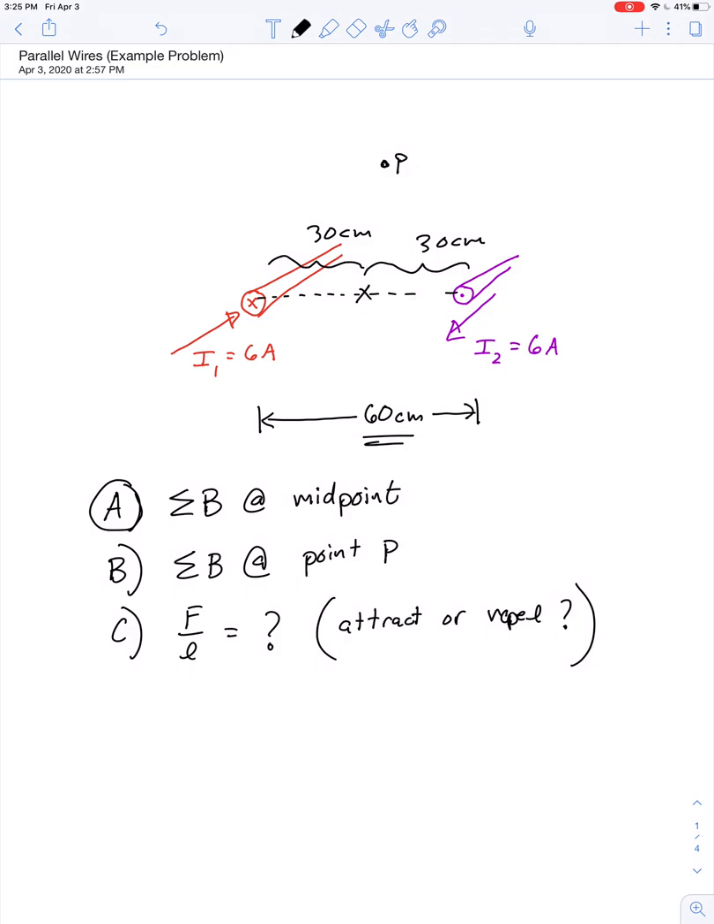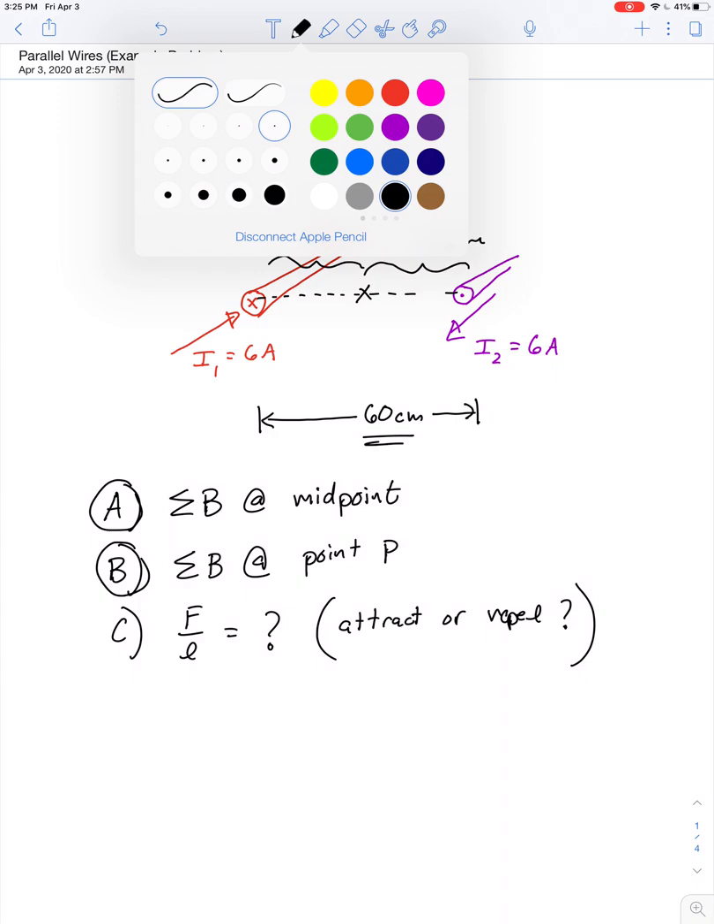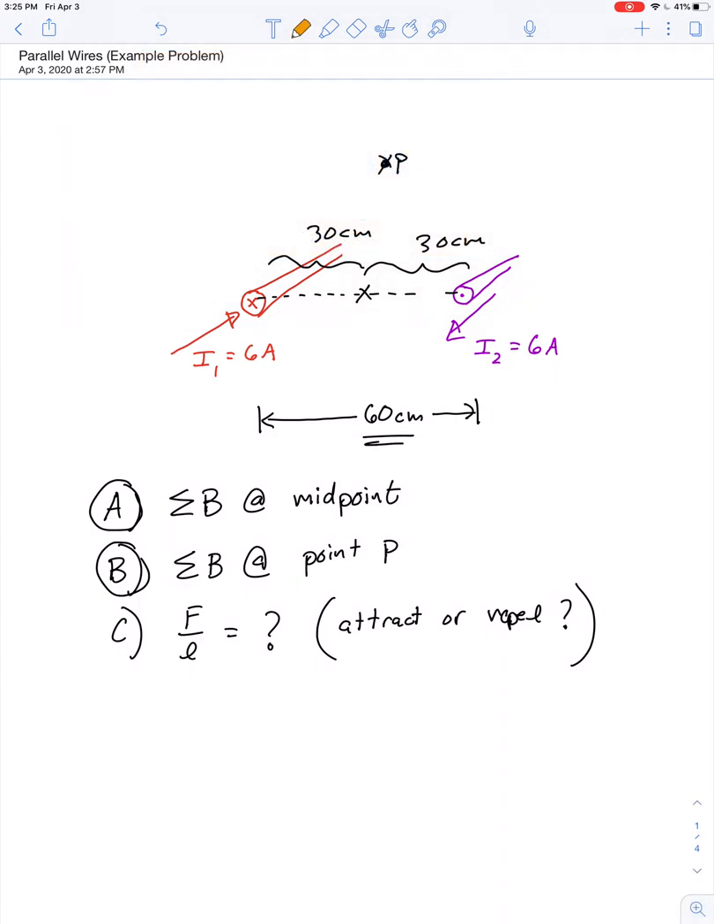Okay, the second question is, what's the net magnetic field, not at the midpoint, but up here at point P? So I'll make up a value. I have in mind that point P is at a distance of 50 centimeters from either of these wires. So in other words, point P lies directly above point X, right? It's in line with the midpoint.